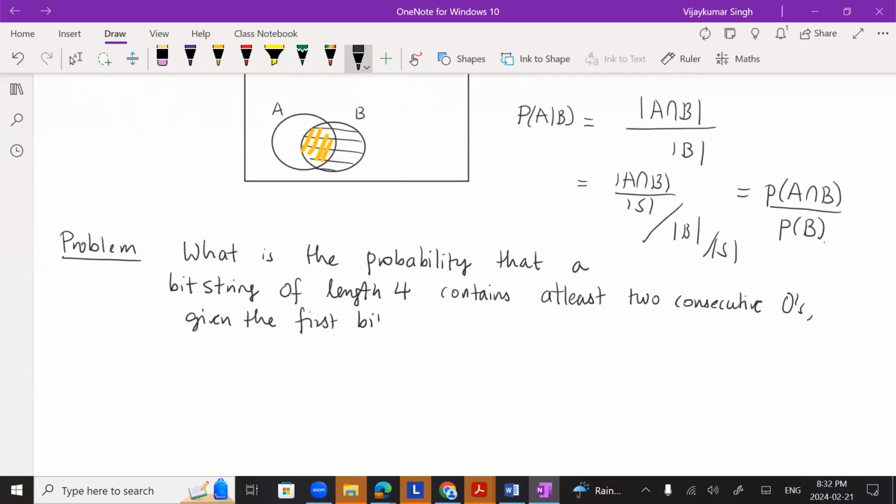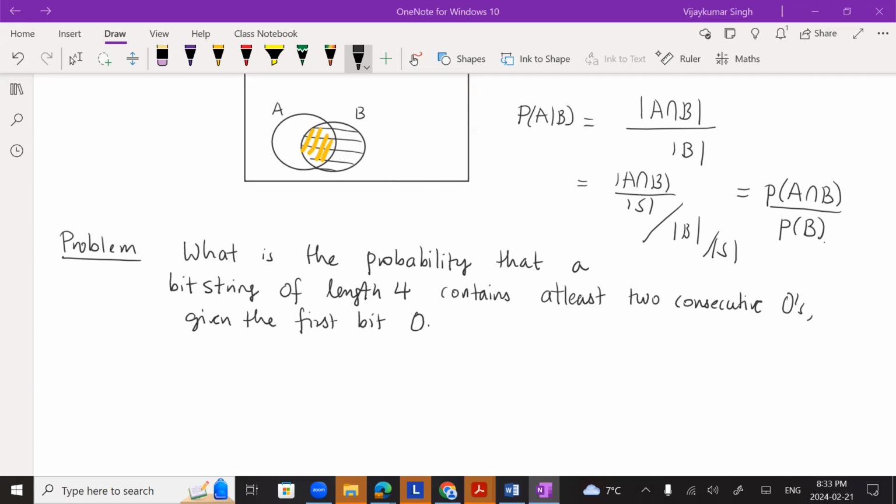First bit is 0. So here the idea is again about conditional probability, because your 4-bit string, the first one is given to you as 0. What is the probability that you will have two consecutive zeros? Does that make sense to you? Can you think about this problem now? There are two ways to look at this problem. One way is you only consider B as a sample space. What is my B? Let's label everything.